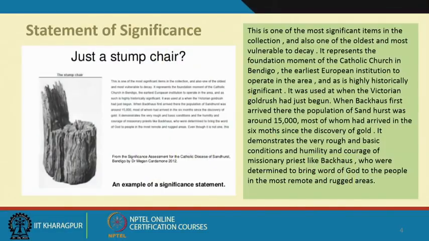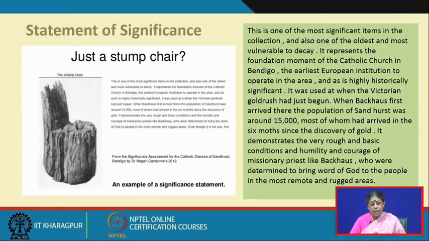So, when Backhouse first arrived there, the population of Sandhurst, which is a place, was around 15,000, most of whom had arrived in the 6 months since the discovery of gold. It demonstrates the very rough and basic conditions and the humility and courage of missionary priests like Backhouse, who were determined to bring the word of God to the people in the most remote and rugged areas.